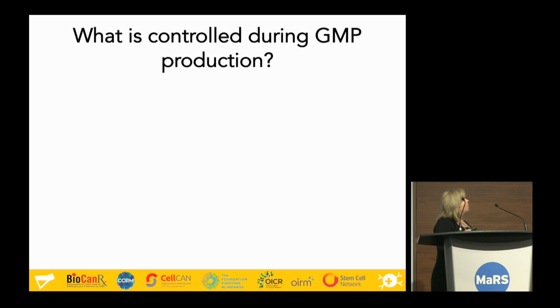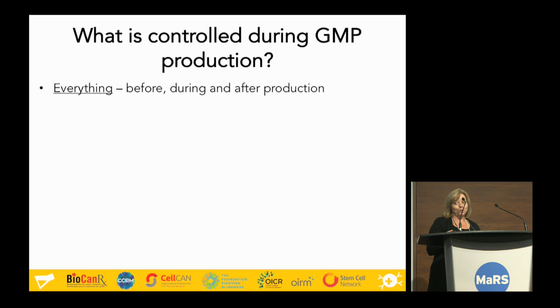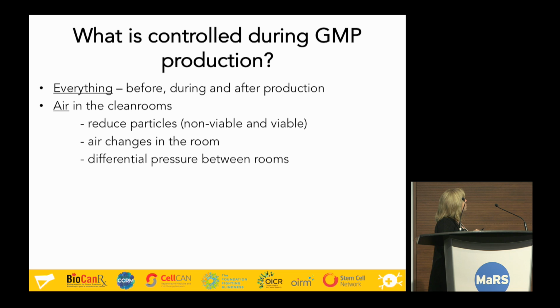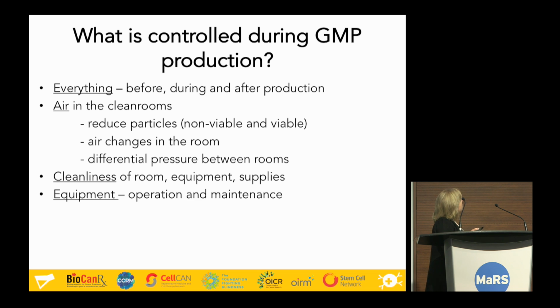So what is controlled during GMP production? Everything, because we're basically control freaks. So you control the air in the clean room, and when you're doing that, you're reducing the number of particles in the room, both viable and non-viable, and that's really what a clean room is. You're controlling the number of air changes that's going on in the room and the differential pressures between your rooms. You're controlling the cleanliness of the room, the equipment, and everything that you bring into the room.